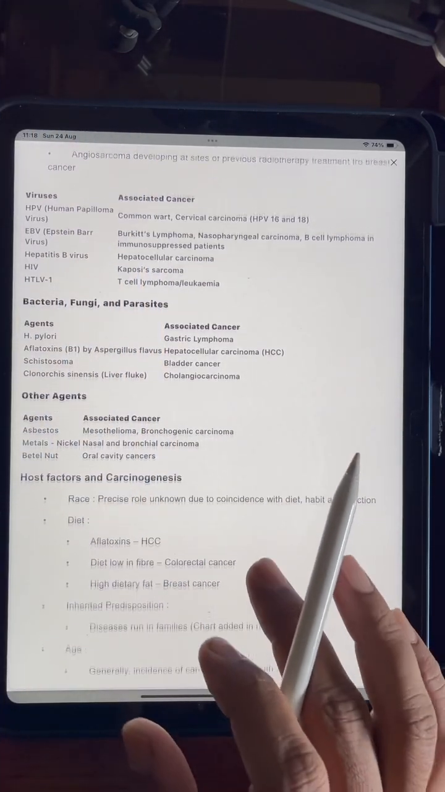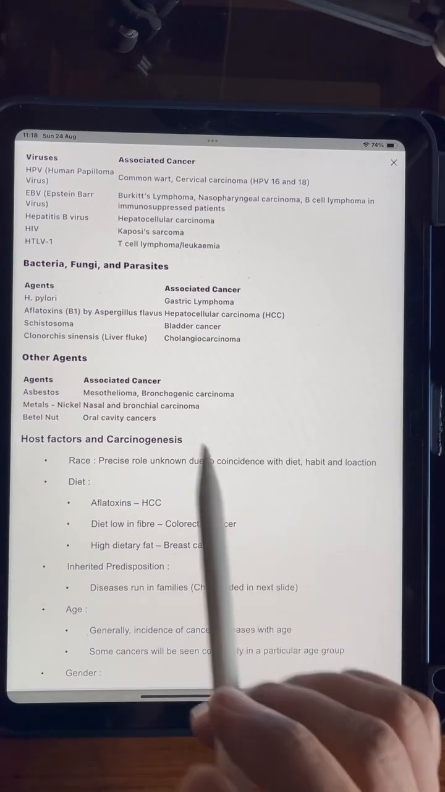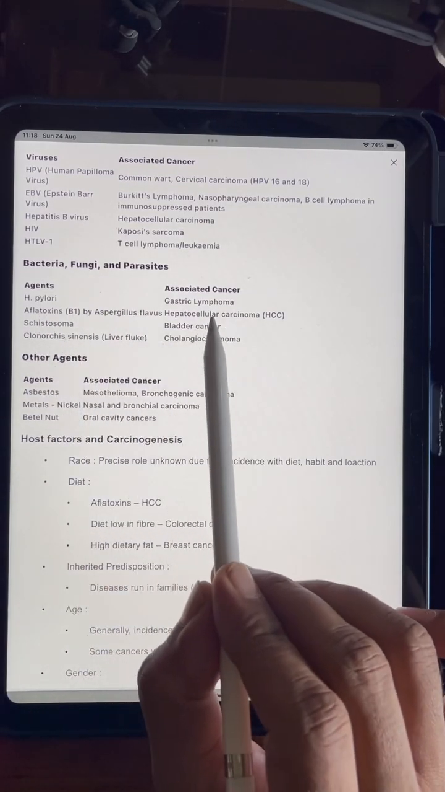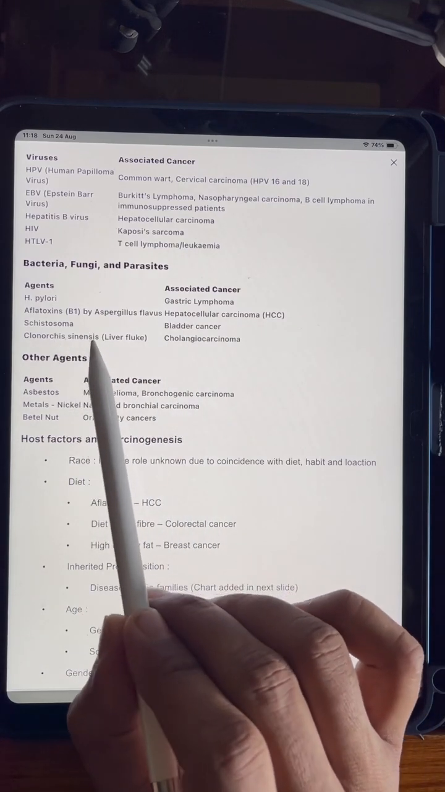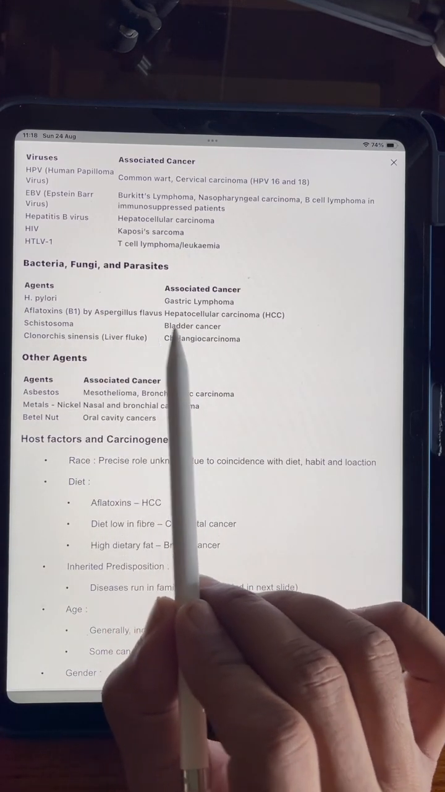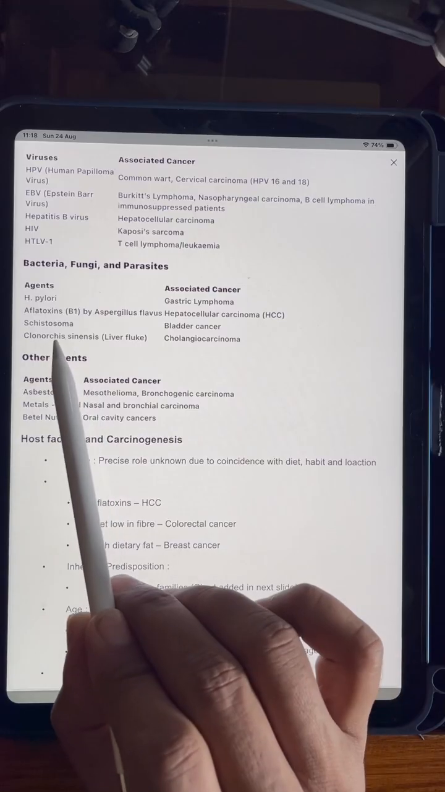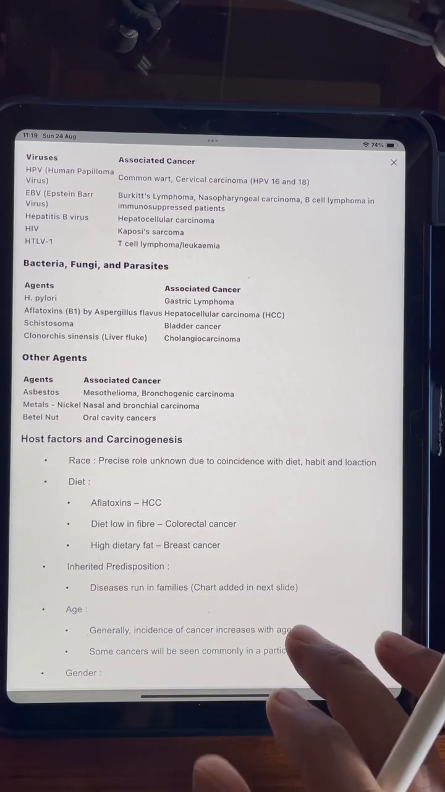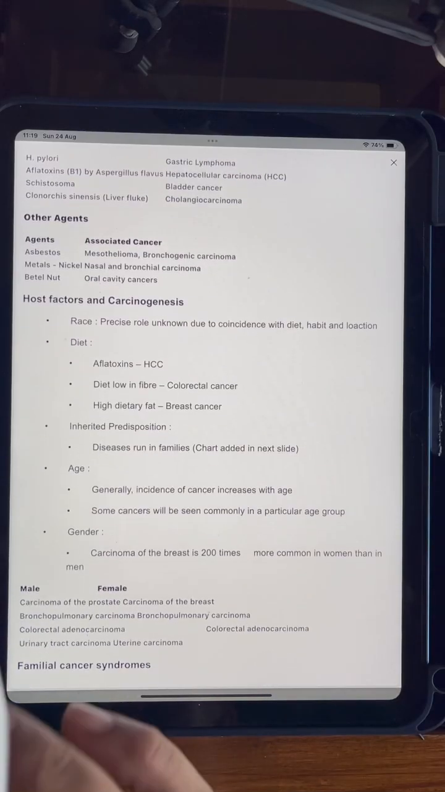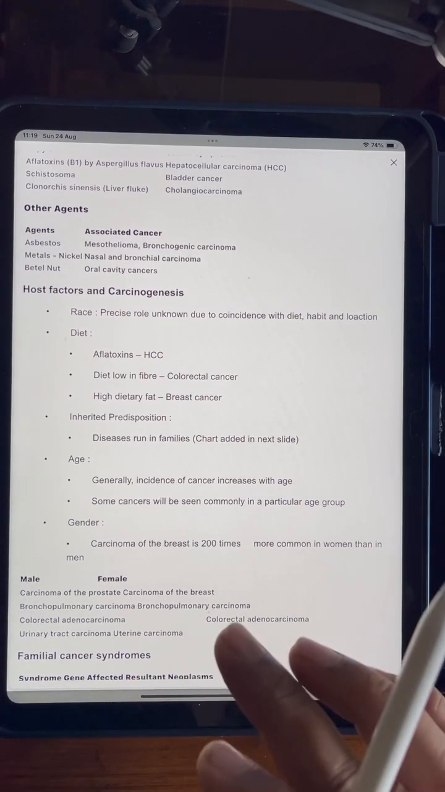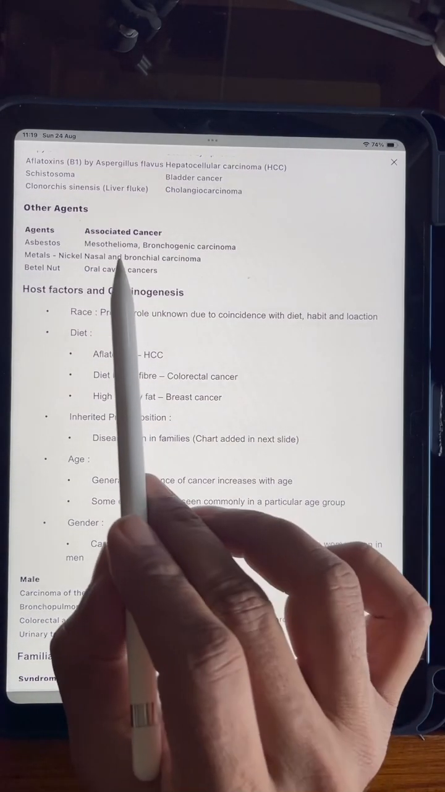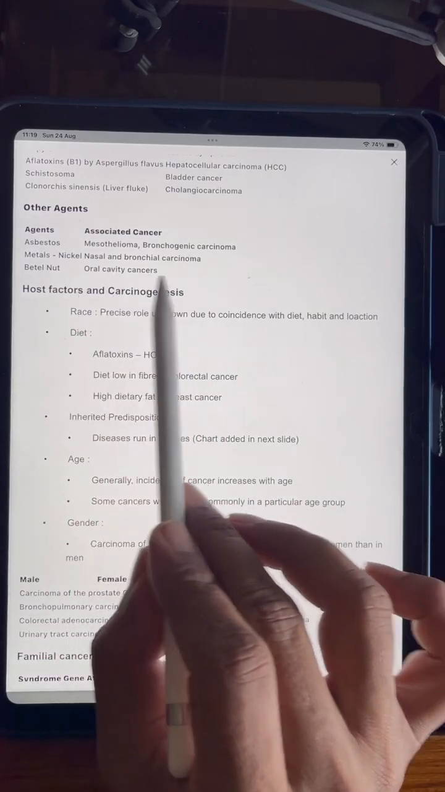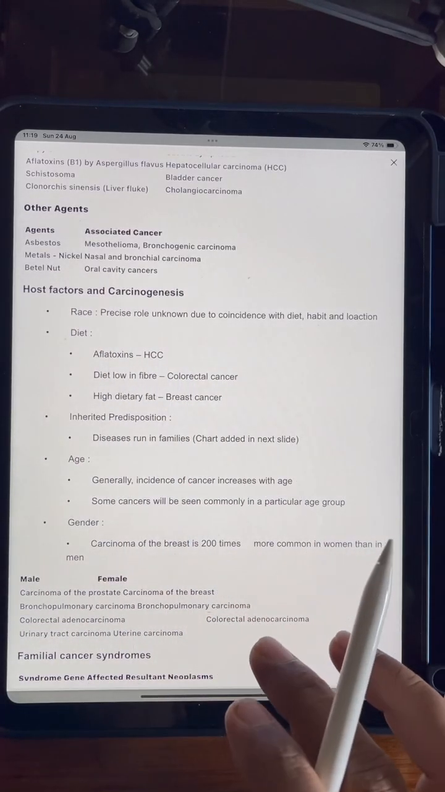Bacteria, fungi and parasites also cause cancers. H. pylori causes gastric lymphoma. Aflatoxin B1 causes hepatocellular carcinoma. Schistosoma causes bladder cancer. Other agents are asbestos, causing mesothelioma and bronchogenic carcinoma, and metals such as nickel, causing nasal and bronchogenic cancers. Now these are the carcinogens.